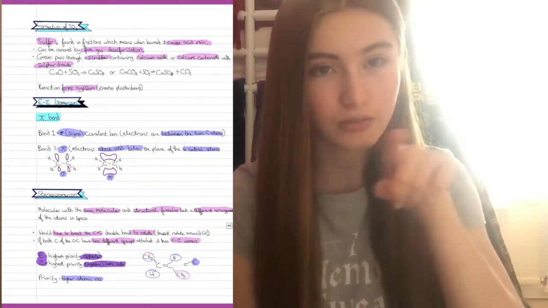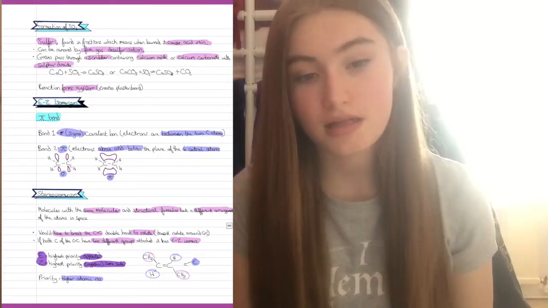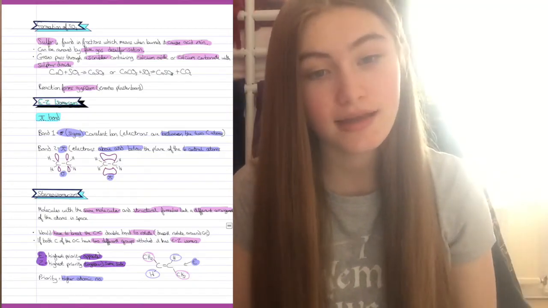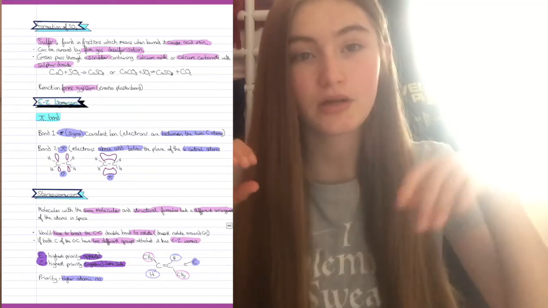Isomerism. So bond number 1 is a sigma bond, which is like a circle with a little line. A covalent bond. The electrons are between the 2 carbon atoms. And then the second bond is the pi bond. Electrons above and below the plane of the central atoms. So you have the C-C bond, and then it's like all around the top and the bottom.